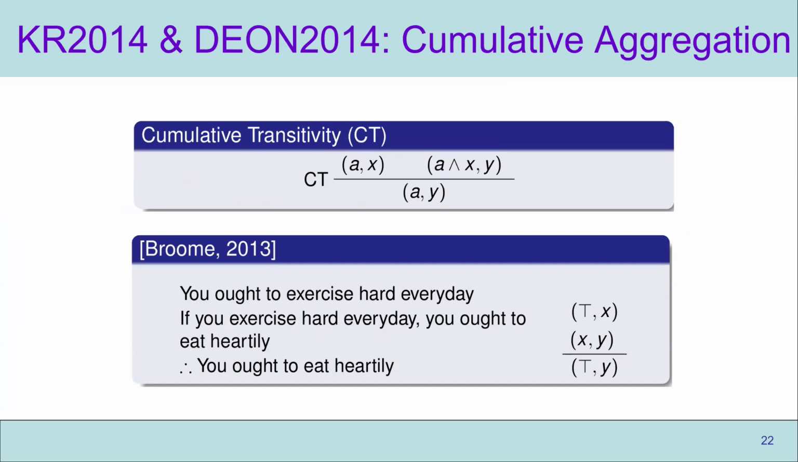Now, one thing which turned out, if you do this, is that the cumulativity rule which we usually use, so if (A, X) and (A and X, Y), then (A, Y), didn't work very well. So here's again an example from someone. You ought to exercise hard every day. If you exercise, you ought to eat heartily, and you ought to eat heartily. So that all sounds a bit counterintuitive.